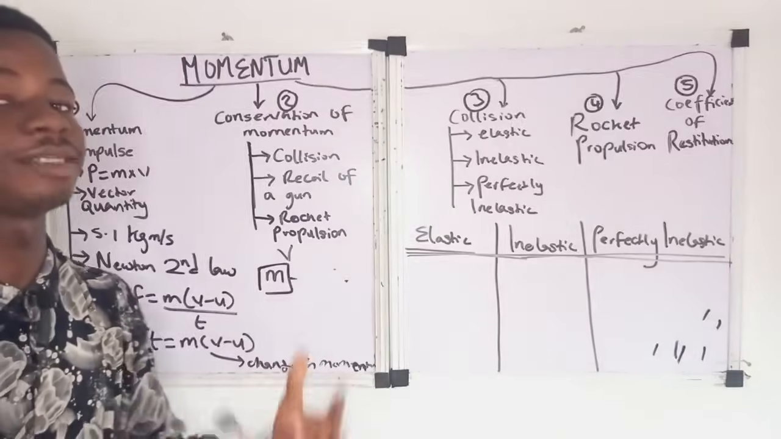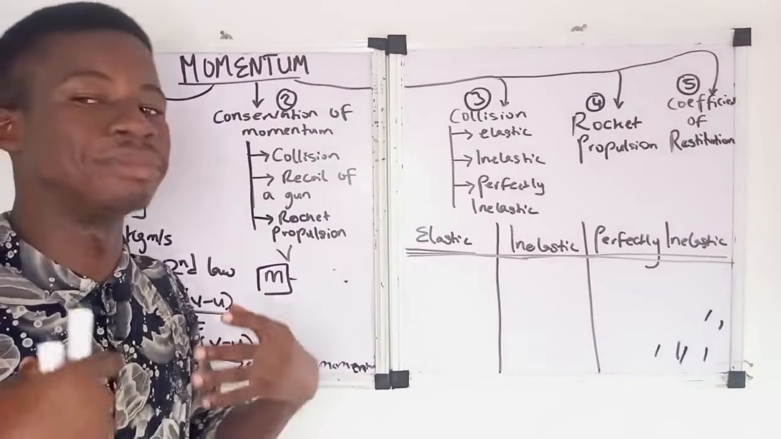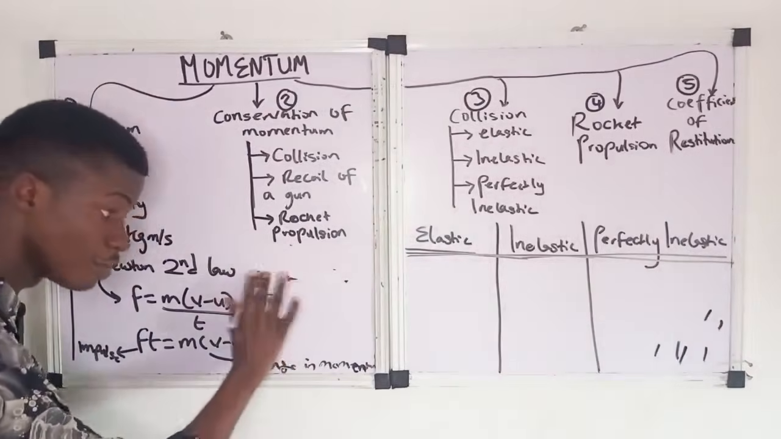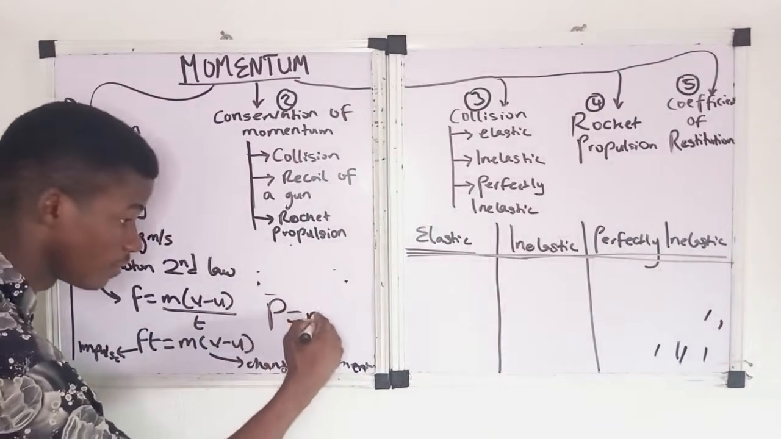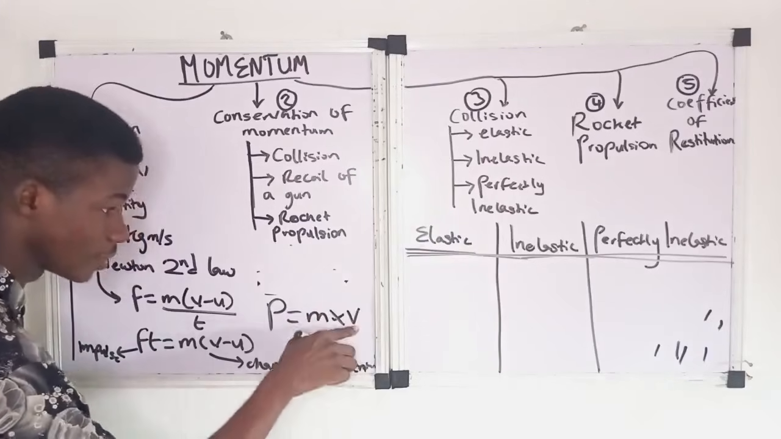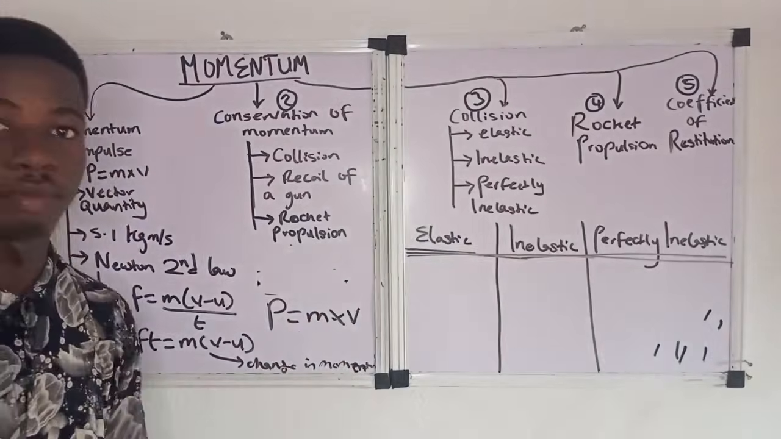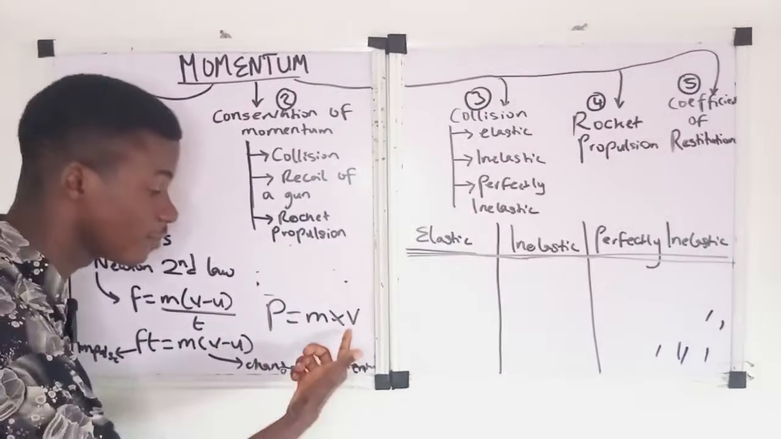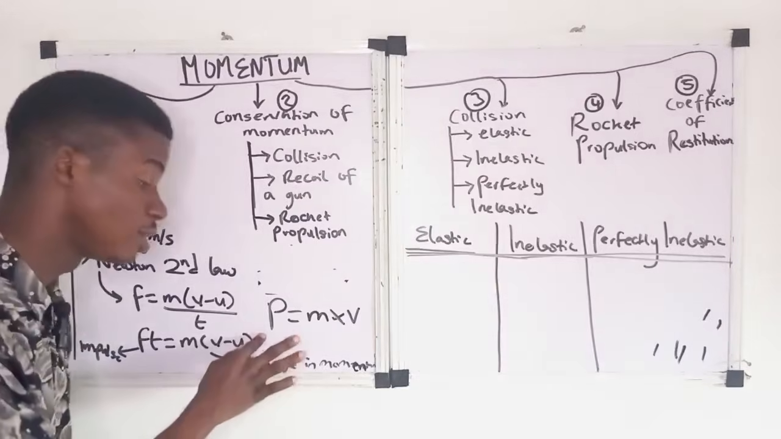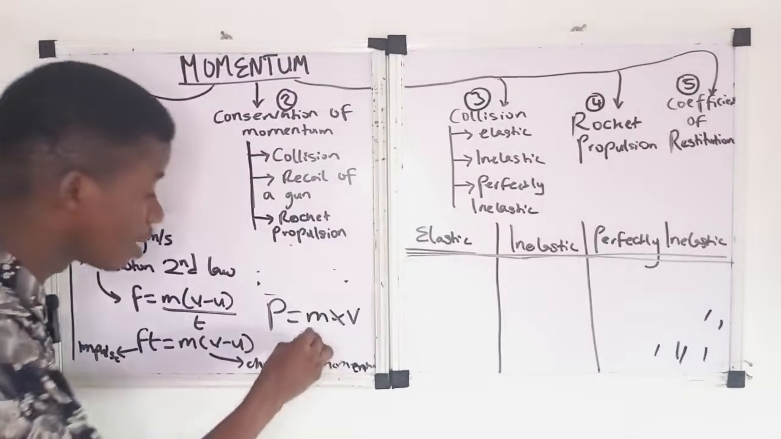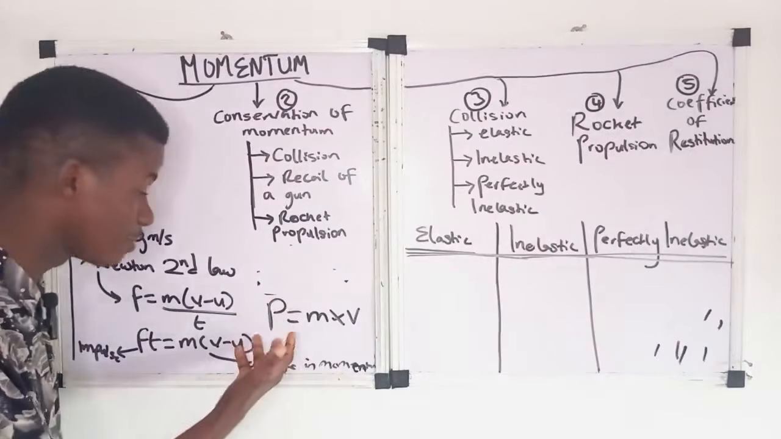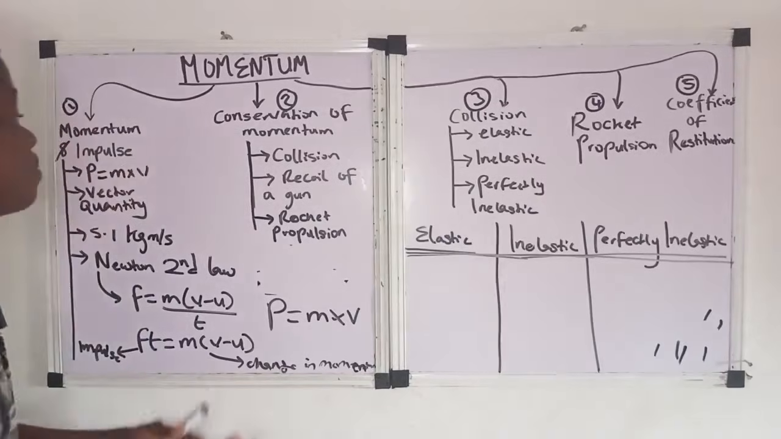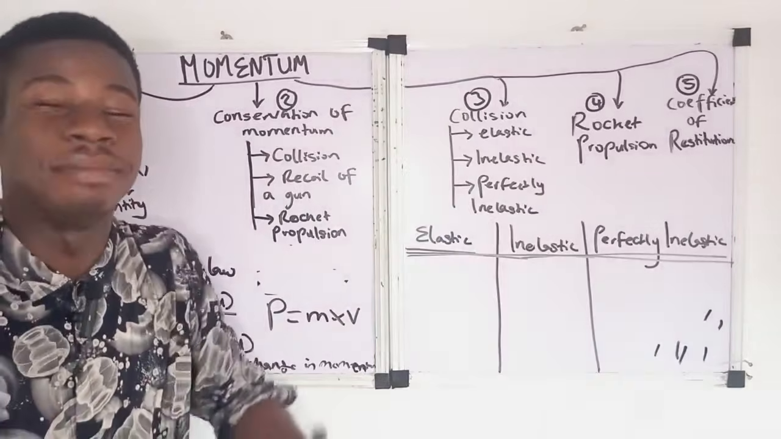The momentum of a body is the product of the mass and what? The velocity of that body. So when the velocity of a body is zero, the momentum of that body will be zero. When the mass of a body is zero, same also, the momentum of that body will still be zero.